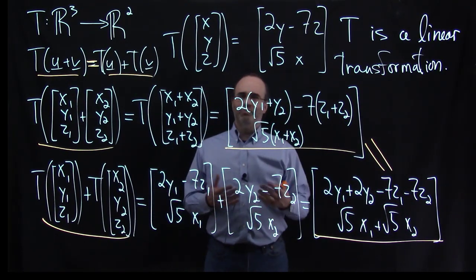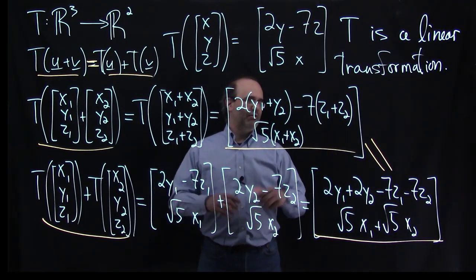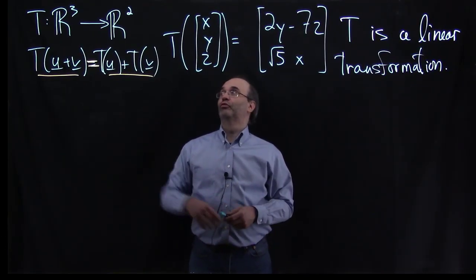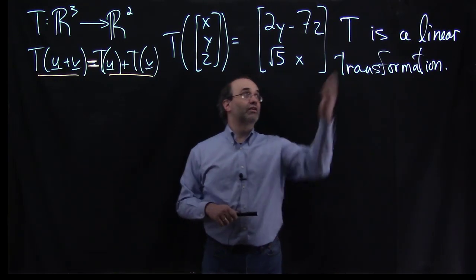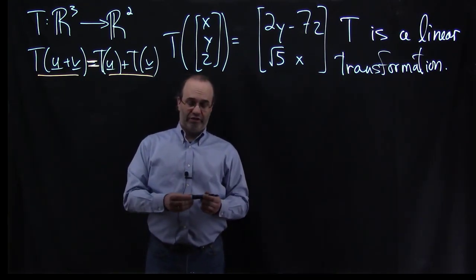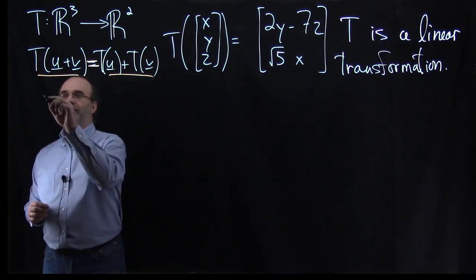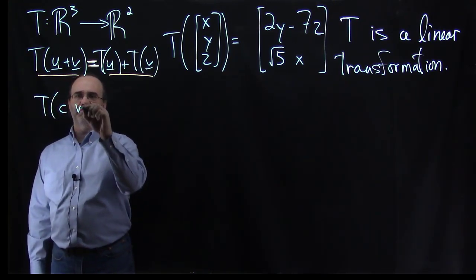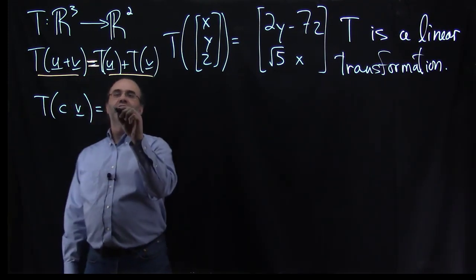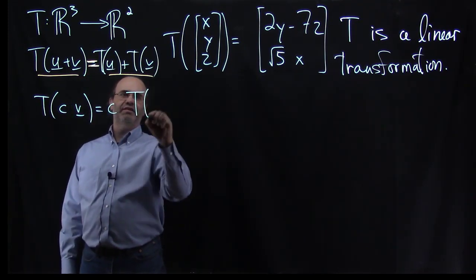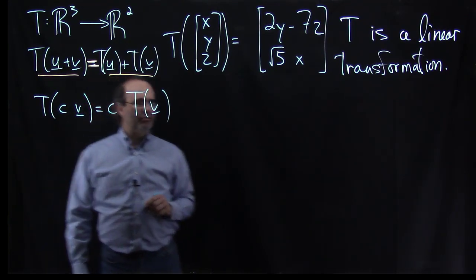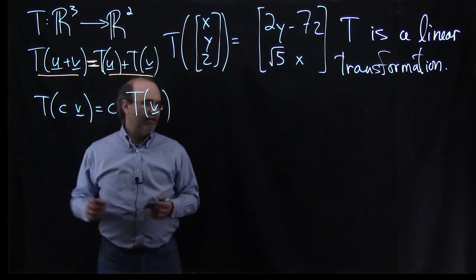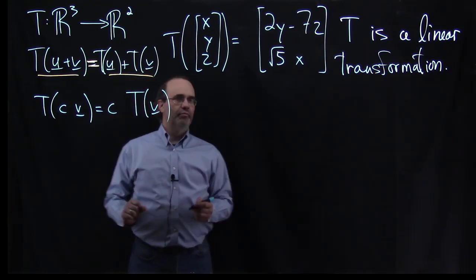There's the second axiom that needs to be checked, which is what I'm going to do right now. To complete the proof that this function T is a linear transformation, we should check the second axiom, which says that if we apply T to any scalar c times some vector v, then you get the same thing as when you first apply T to v and then multiply with the scalar c. So we need to compare both sides.